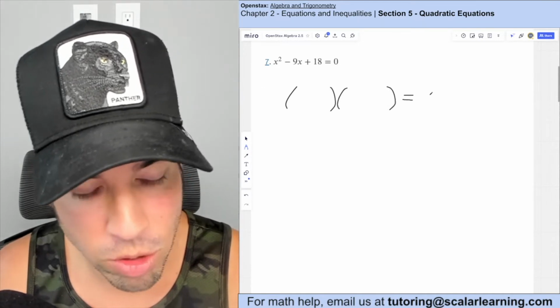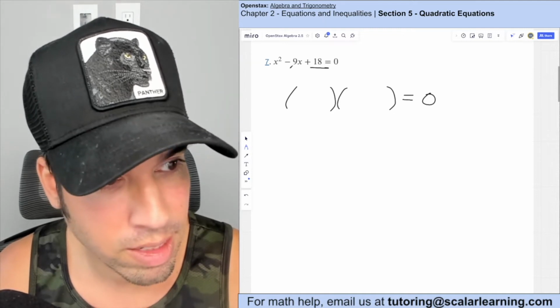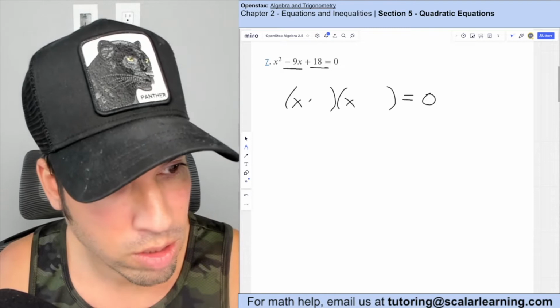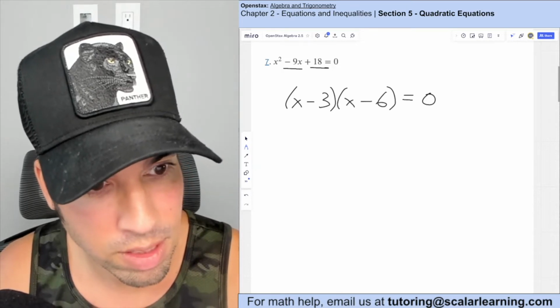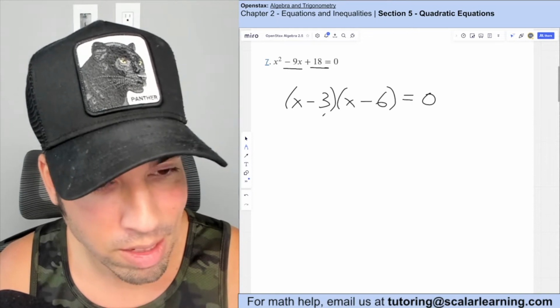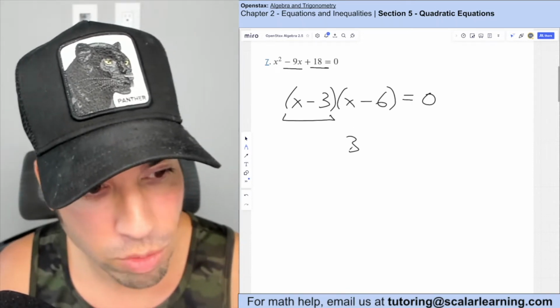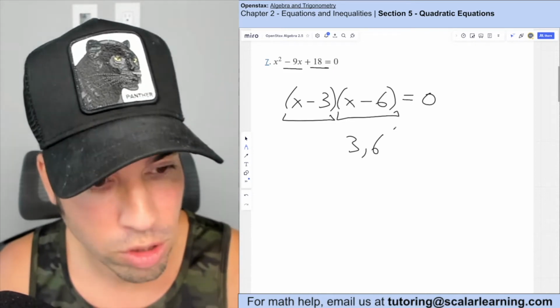All right, to solve this equation by factoring, first we're going to break it into two binomials, and we're going to figure out what the binomials are as follows. What two numbers multiply to 18 and add to negative 9? That is going to be negative 3 and negative 6, right? Multiplies to 18, adds to negative 9. Now, what are the solutions? What makes this go to 0? Positive 3. What makes this go to 0? Positive 6. Those are your solutions.